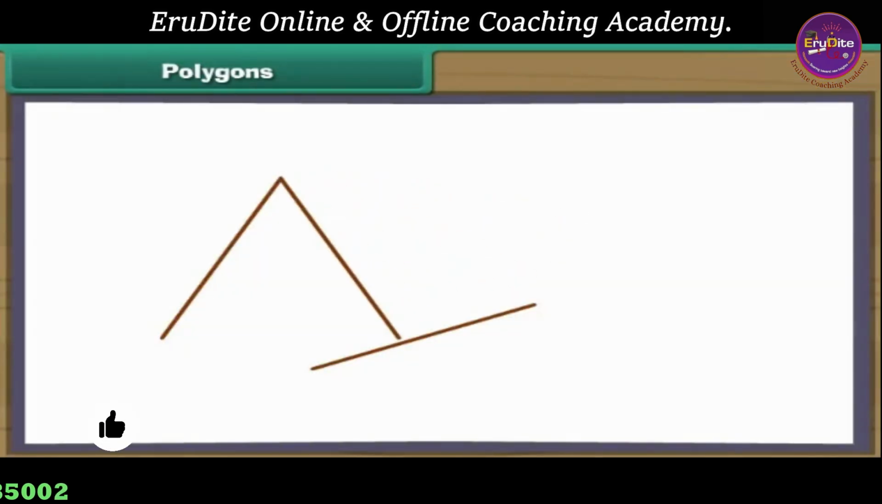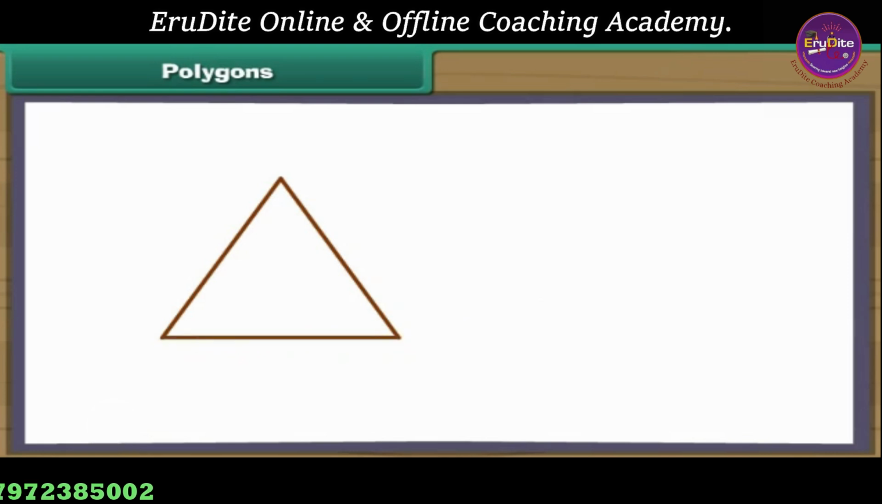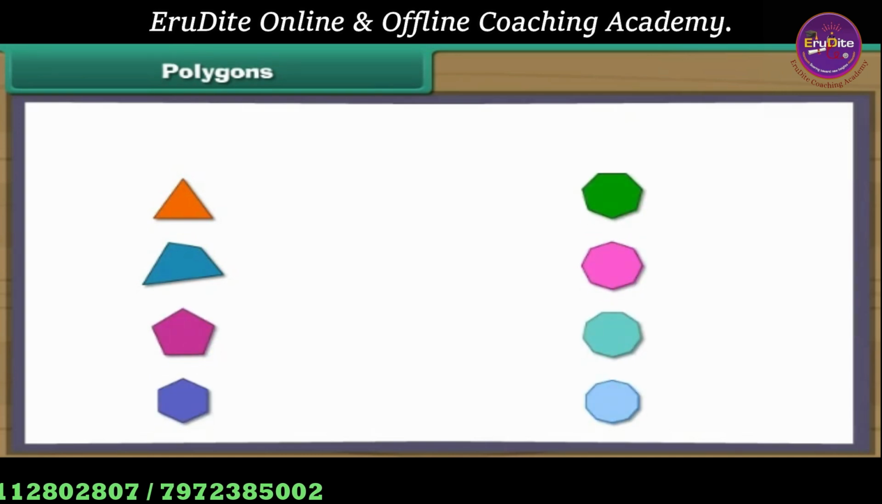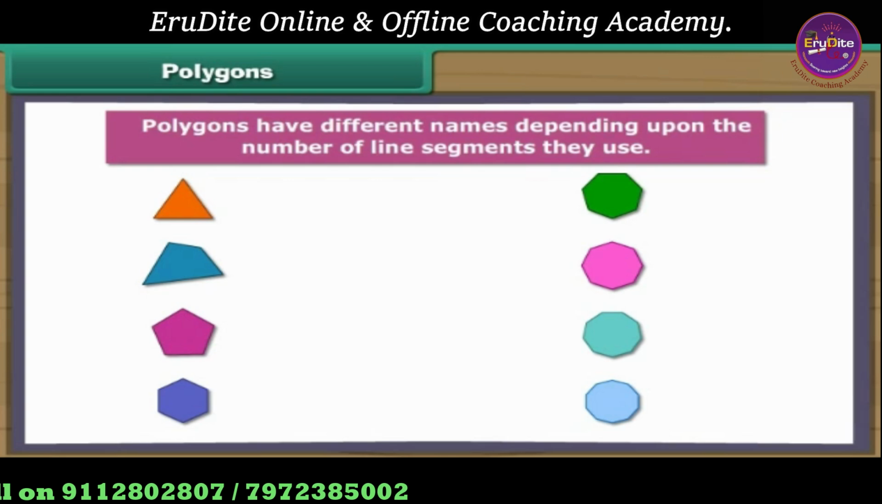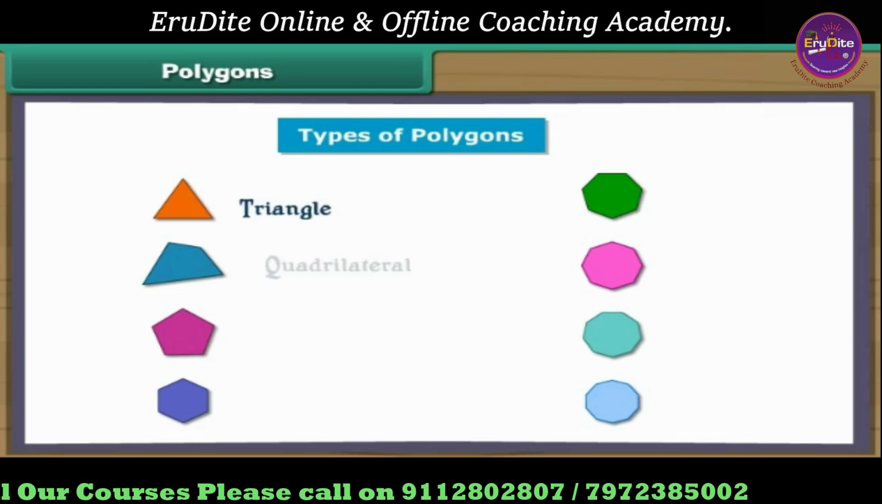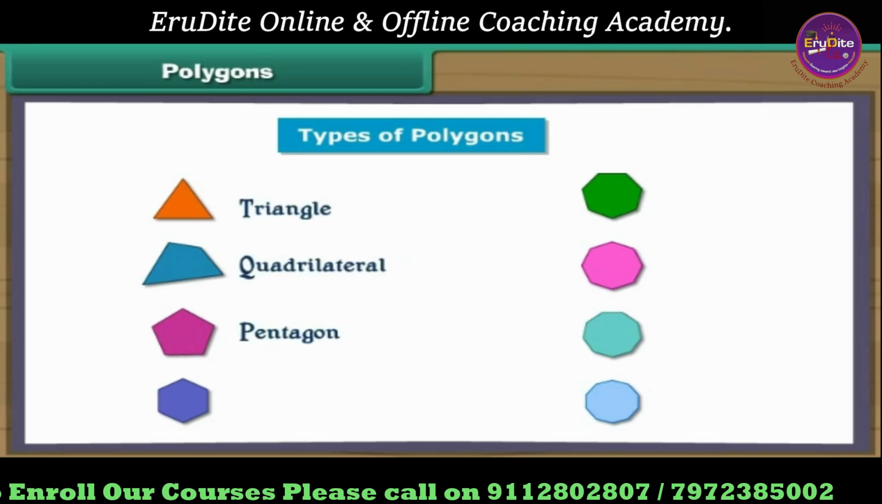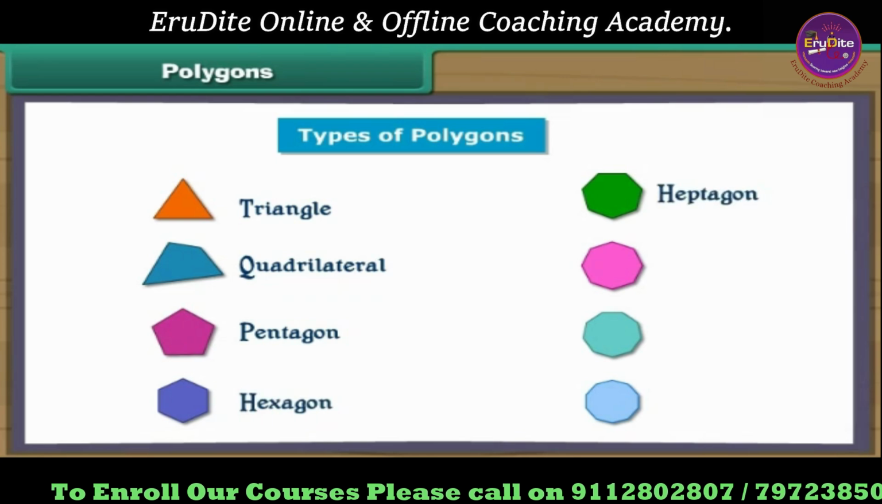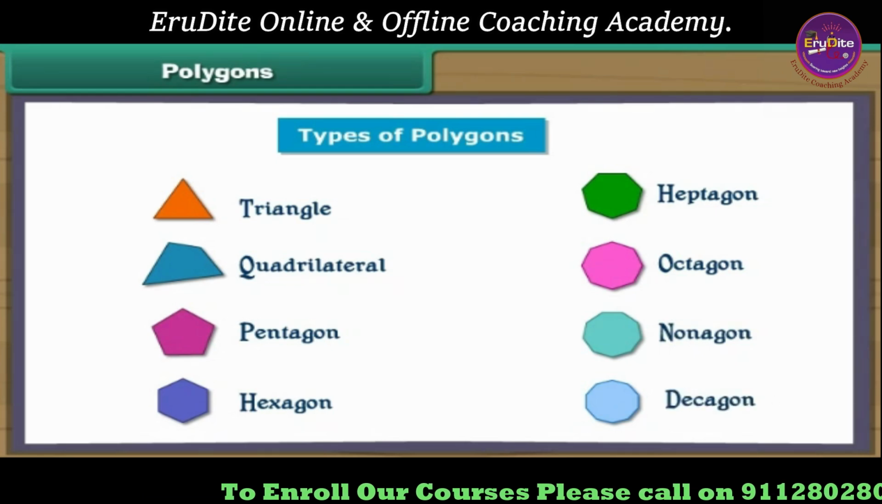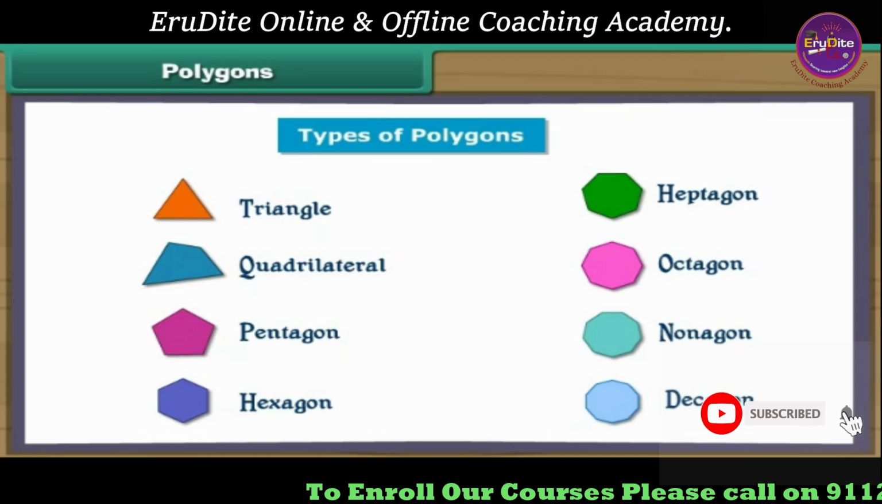Polygons. We can form different shapes by enclosing them with line segments on all sides. Such closed figures are known as polygons. Polygons have different names depending upon the number of line segments they use. Here we look at the following types of polygons. They are triangle, quadrilateral, pentagon, hexagon, heptagon, octagon, nonagon, and decagon. Now we will learn more about each polygon one by one in detail.